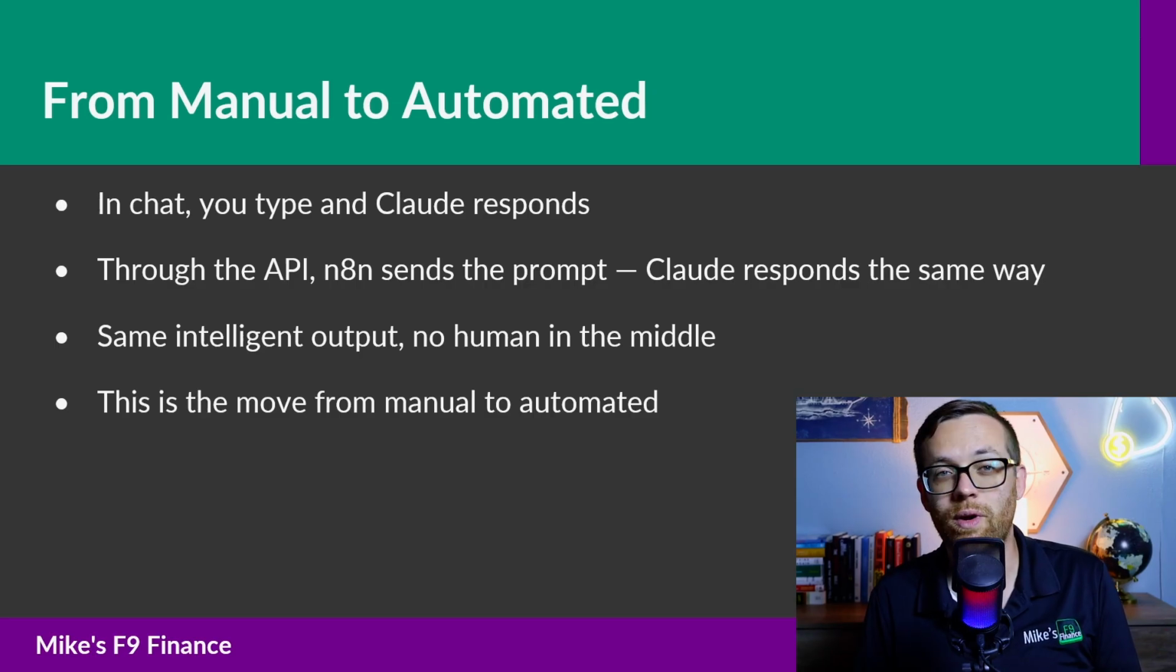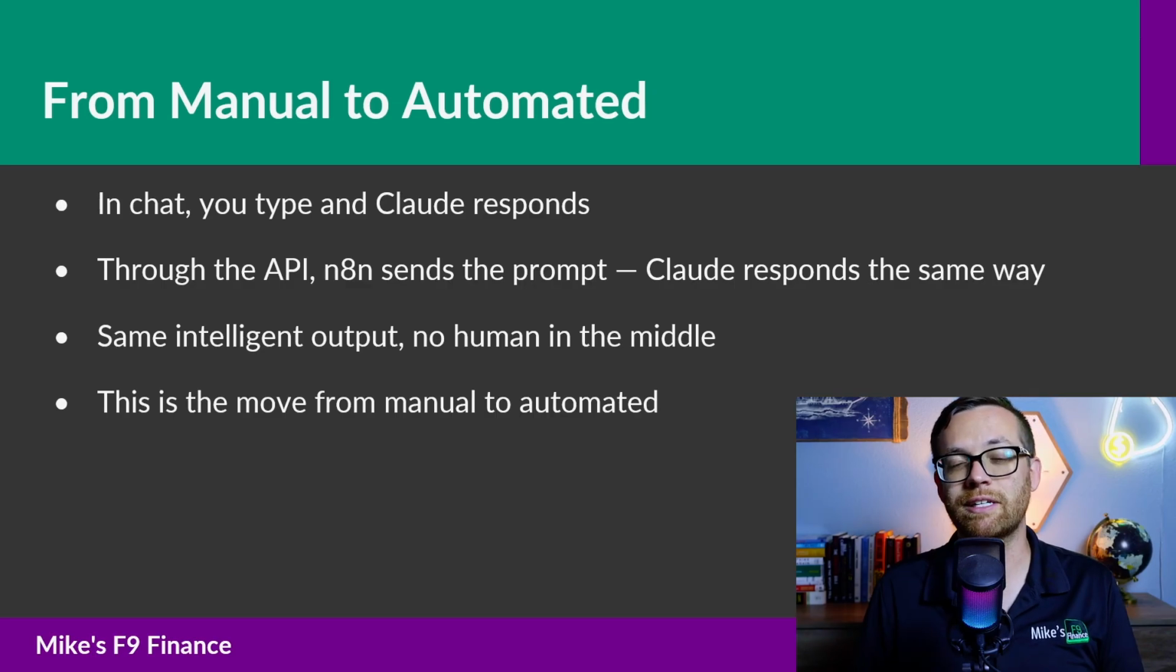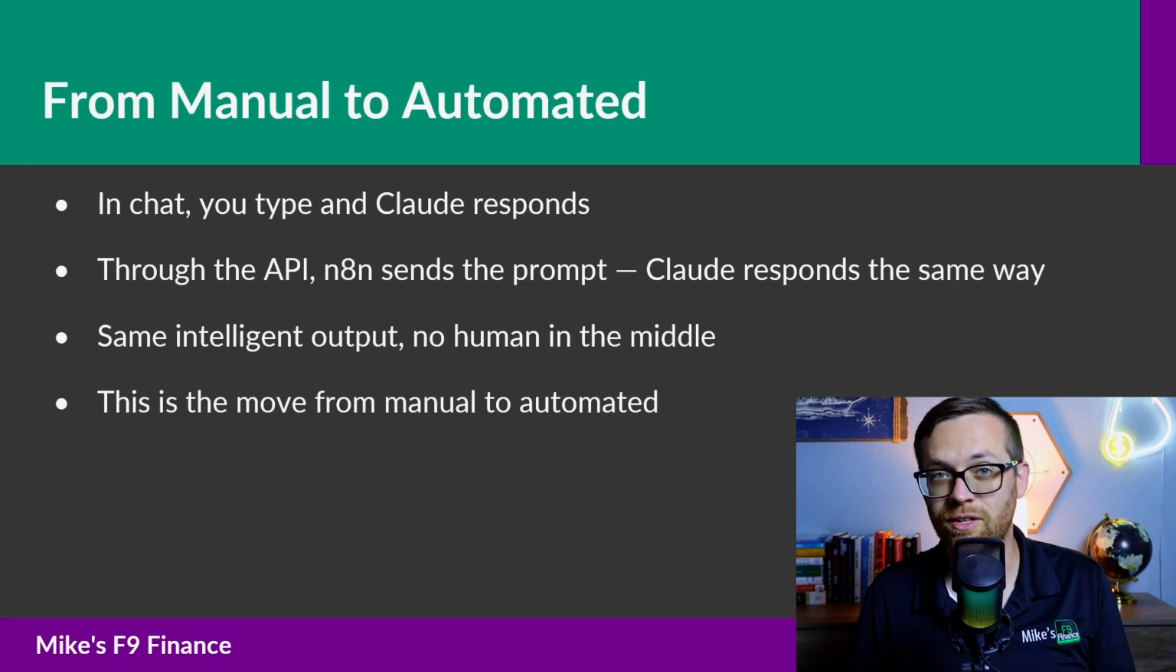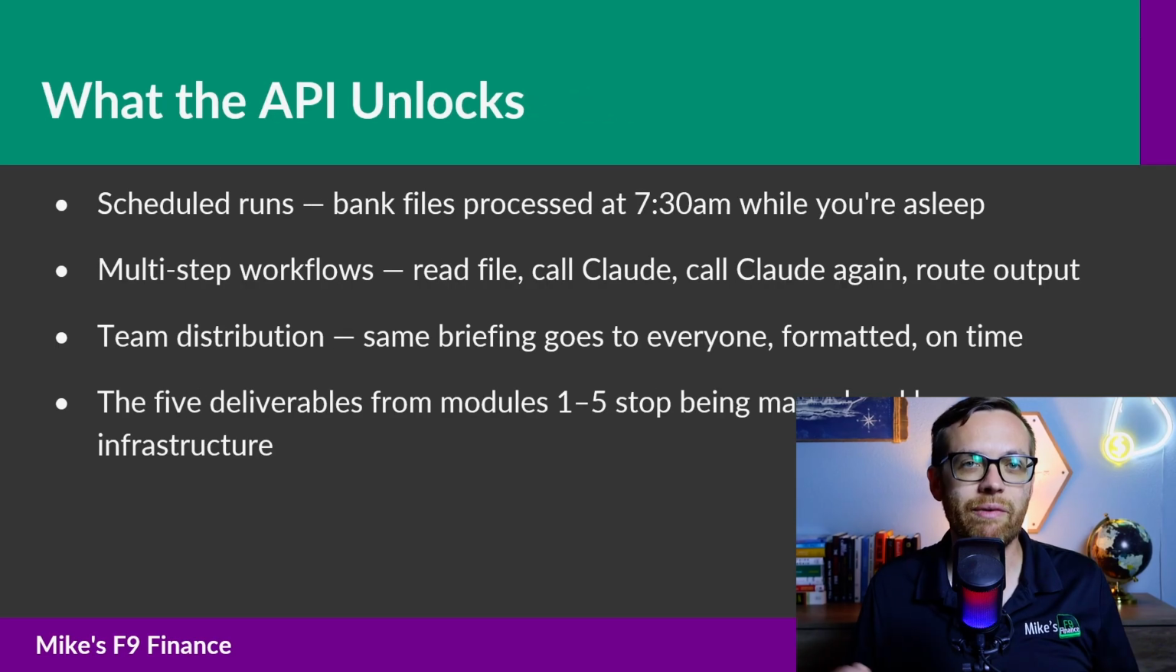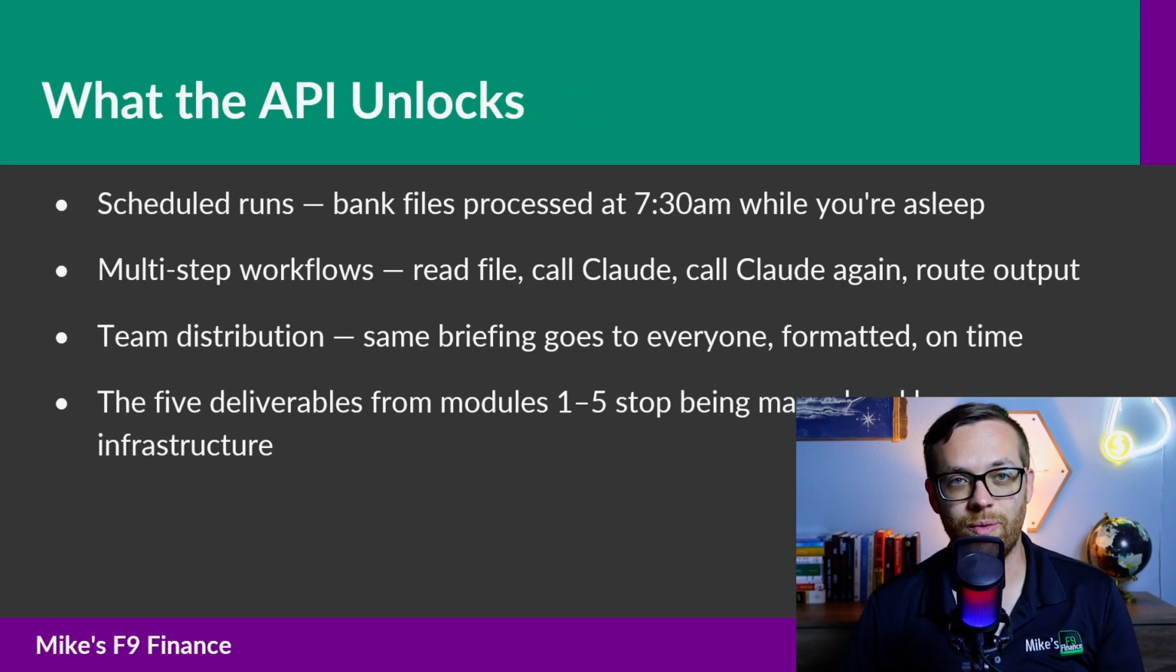Think about the daily liquidity briefing from Module 1. You built a prompt that takes a bank file and returns a clean formatted briefing. Right now, to use that prompt, you paste the file, run the prompt, read the output, and send it somewhere. With the API, N8N picks up the bank file, attaches it to your prompt, sends both to Claude via the API, gets the briefing back, formats it, and emails it to the CFO. You don't touch it.